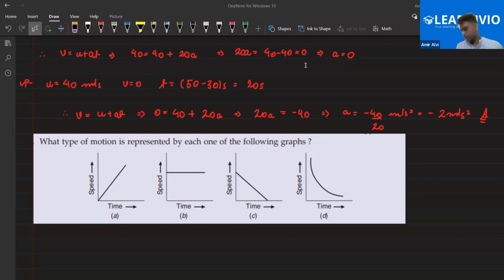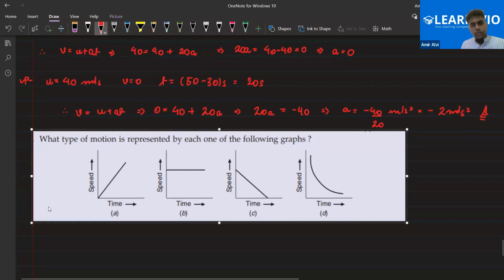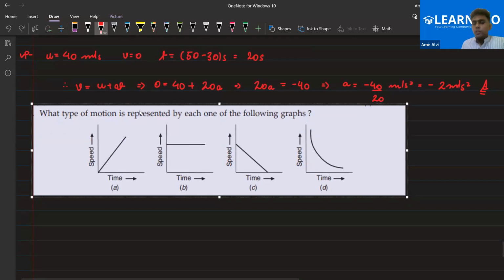चलो ठीक है दोबारा से, let's discuss it just a second. What does it mean basically? So let's analyze the first part. So what type of motion is represented by this graph? The question is asking this, right? So speed and time. It means that all the graphs are basically speed time graphs. So either there will be acceleration or deceleration or constant speed.